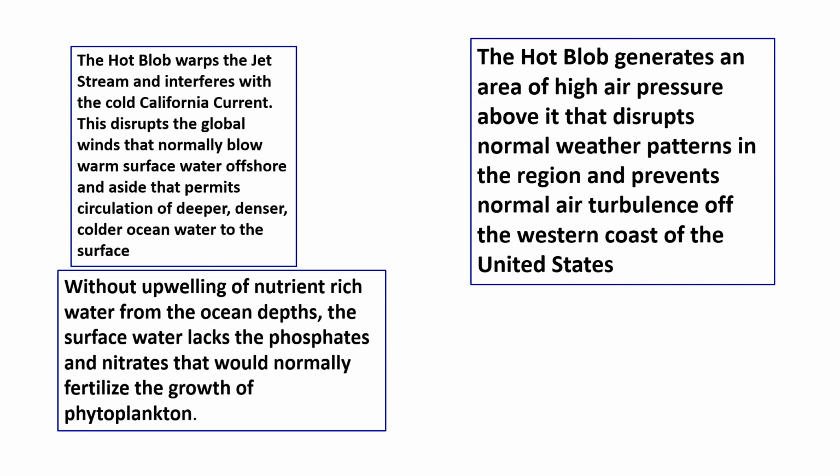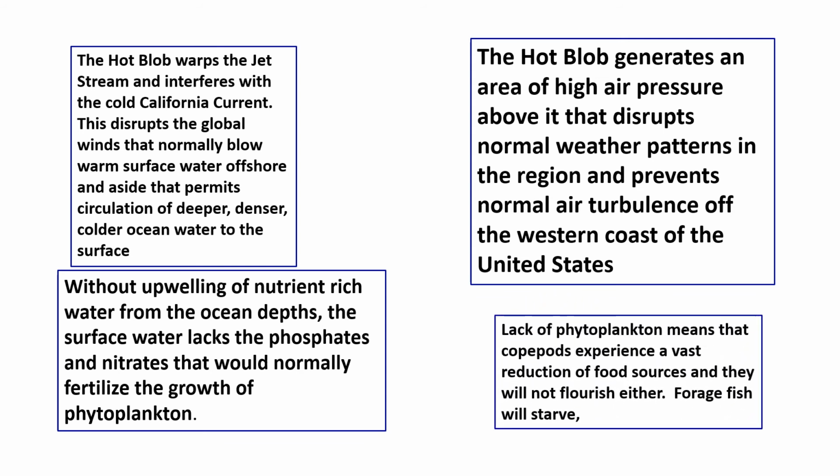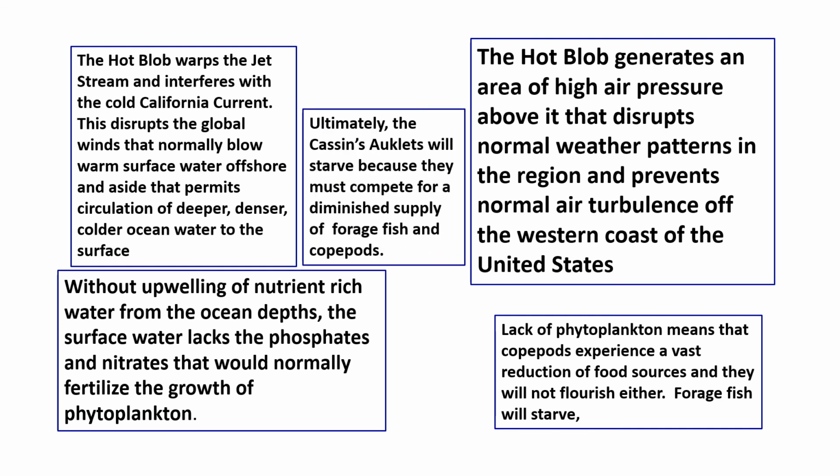3. Without upwelling of nutrient-rich water from the ocean depths, the surface water lacks the phosphates and nitrates that would normally fertilize the growth of phytoplankton. 4. Lack of phytoplankton means that copepods experience a vast reduction of food sources, and they will not flourish either. Forage fish will starve. Ultimately, the Cassin's auklets will starve because they must compete for a diminished supply of forage fish and copepods.